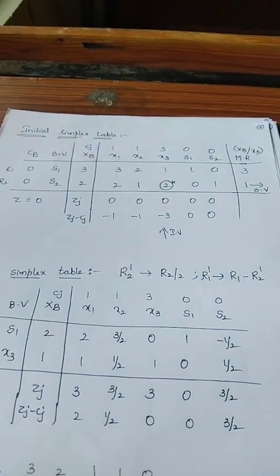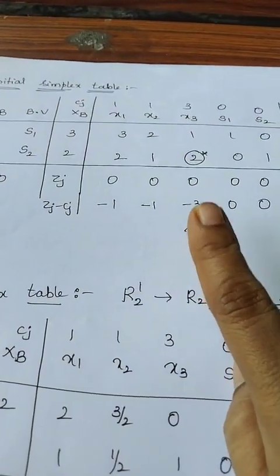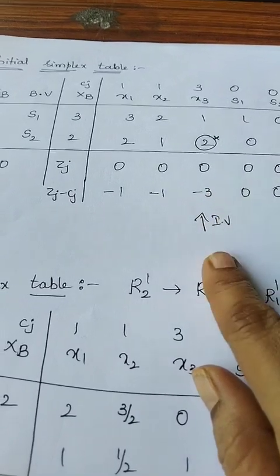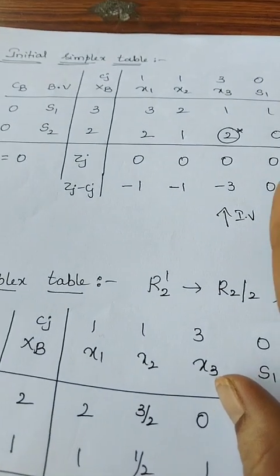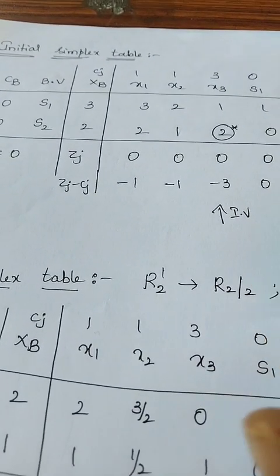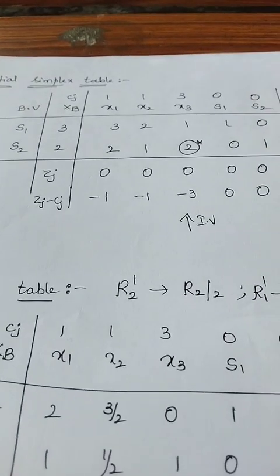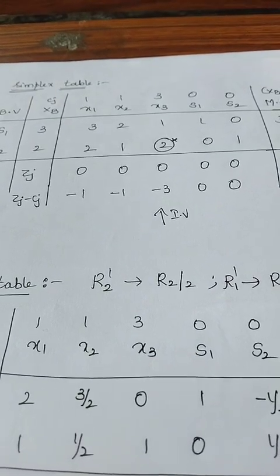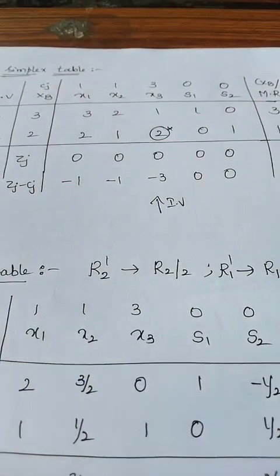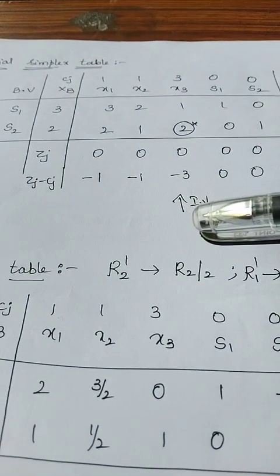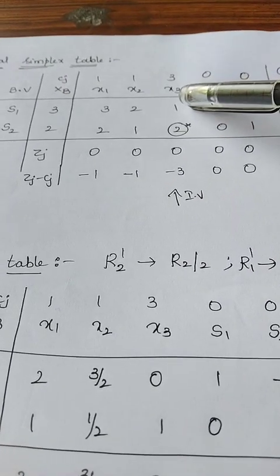After finding out the initial simplex table, we are going to find out the incoming variable. What is meant by an incoming variable? The most negative value in the Zj minus Cj is the incoming variable. Then one more important point is, if all the Zj minus Cj is less than or equal to 0, the solution is optimum here itself. But we got the negative values over here. That's why there is an incoming variable, where the incoming variable is nothing but x3.